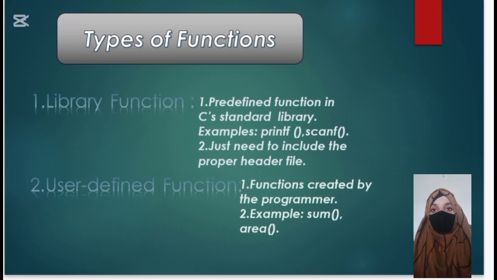There are two types of function. First one is library function and another is user-defined function. Library functions are those functions which are predefined in C standard library. For example, printf, scanf, square root, etc. For using library function, we just need to include the proper header file. User-defined functions are created by the programmer. Programmer can use them for their needs.